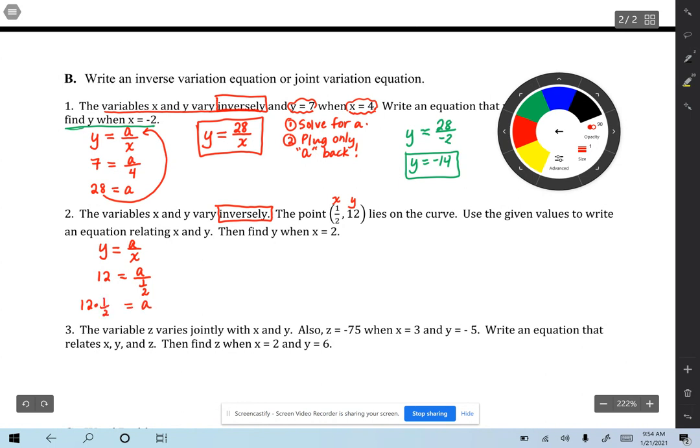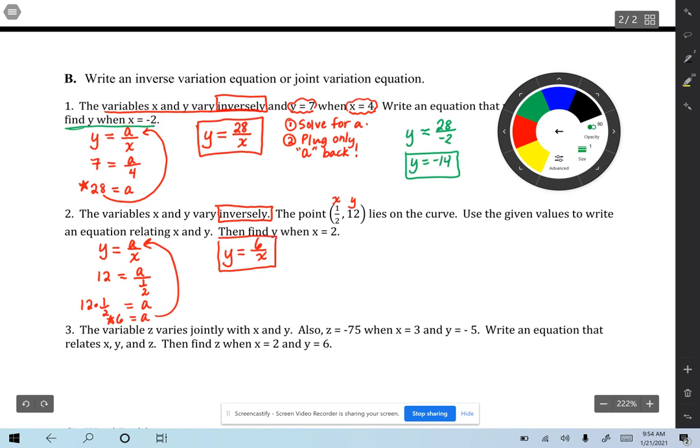Equals a. So that's 12 divided by 2, so it's 6. A is 6. I'm going to put a star by it. Should have done it here because the star tells you, hey, you have to do something with it. You're going to plug it back there. So you get y equals 6 over x. That is your equation. That is your inverse variation equation.